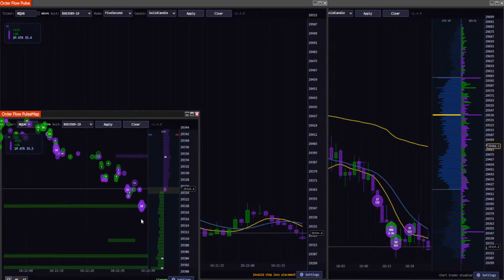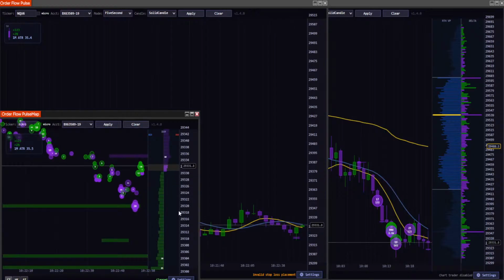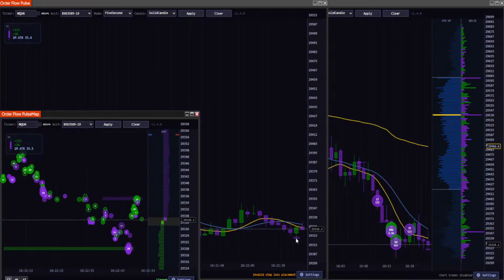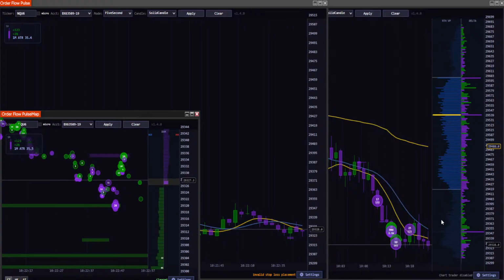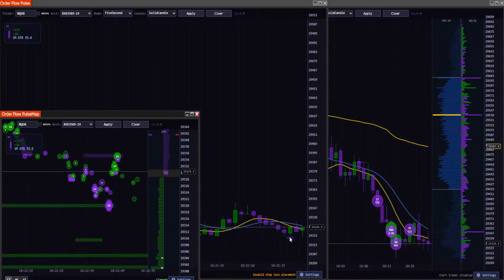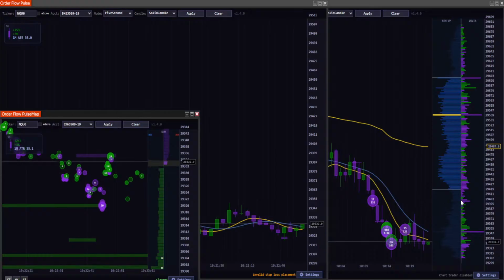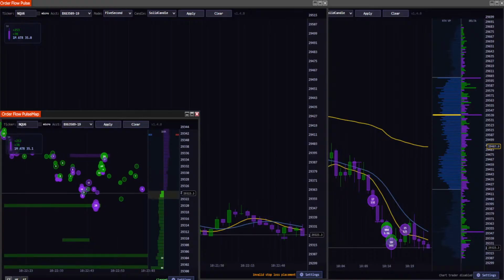I'm not seeing much action on the heat map. We got sell and balance right there, and we closed above it, so that's an absorption area right there where the buyers kind of lifted the offer on that.